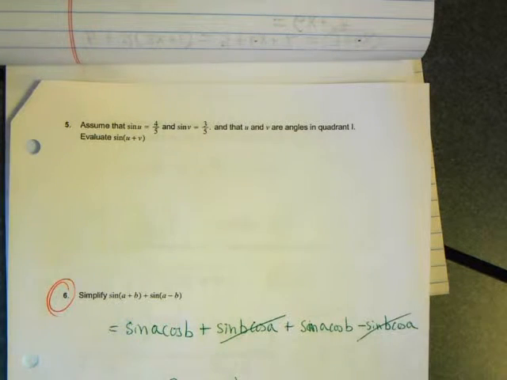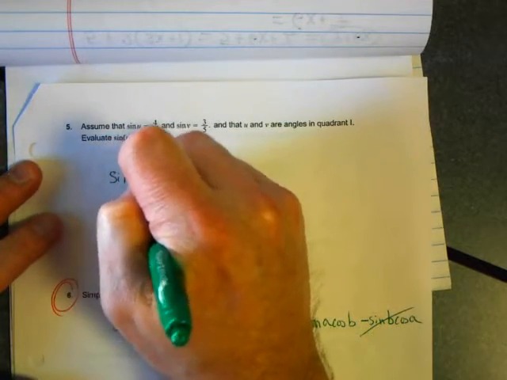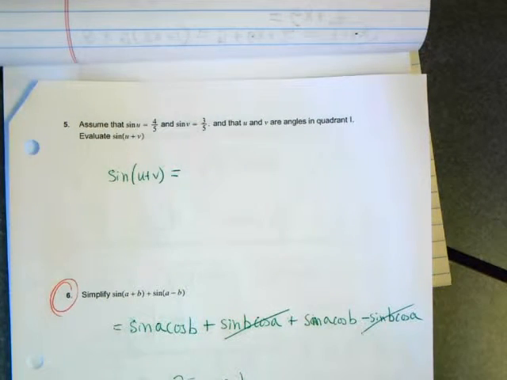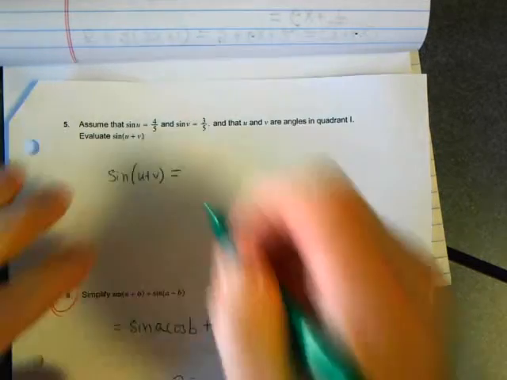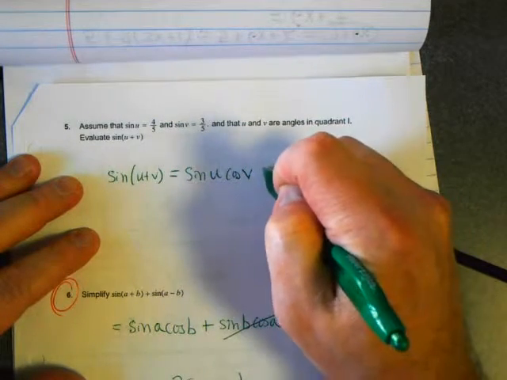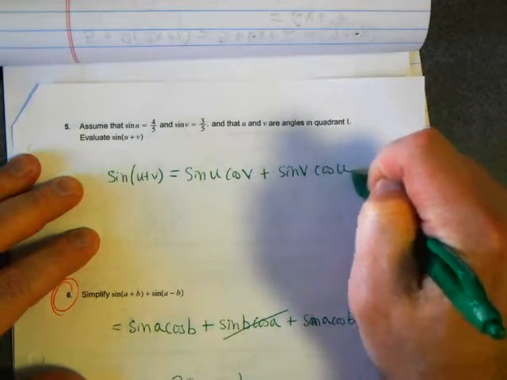Assume that sine of u is 4/5 and sine of v is 3/5, and u and v are angles in quadrant 1. Evaluate sine of u plus v. Well, I'm going to take sine of u plus v, and I'm going to use my formula. What's my formula for sine of u plus v? Sine of u cosine v plus sine v cosine u.